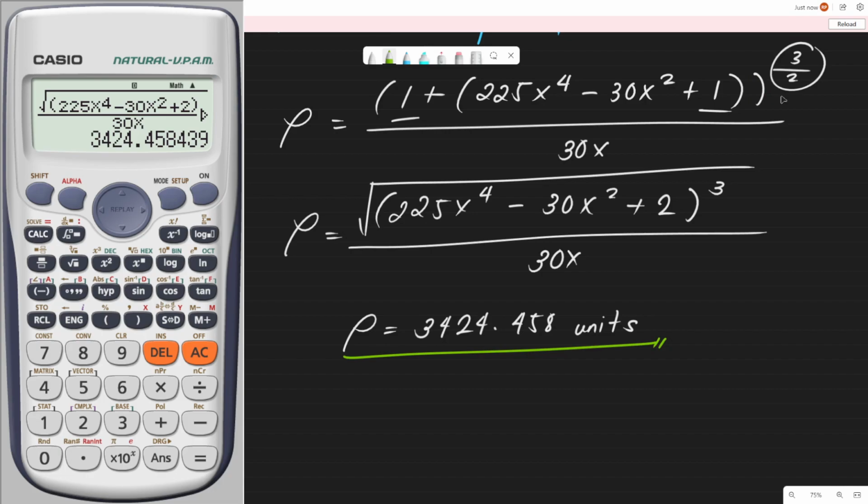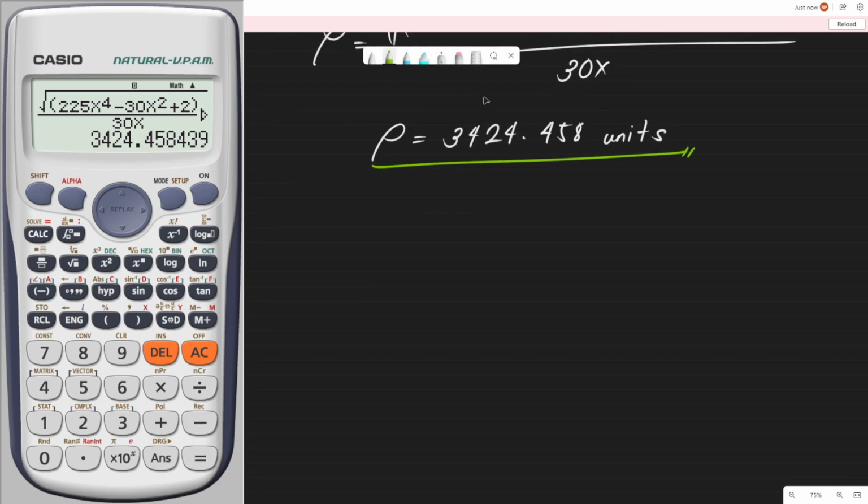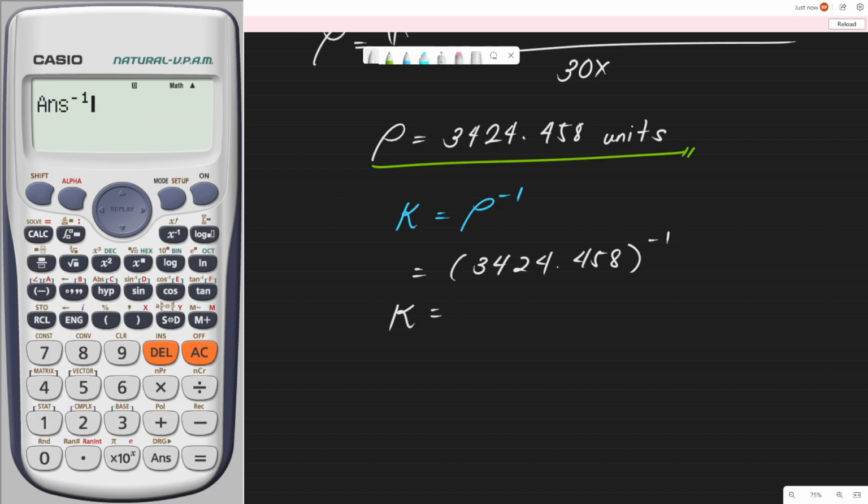Tapos, let's say, no, pinasolve radius of curvature and the curvature itself. So, ang pwede nyong gawin, no, is just simply get the reciprocal of the rho, no? So, alam naman natin that curvature is equivalent to the reciprocal of rho. So, therefore, this is equivalent to 3,424.458 raised to negative 1. Diba? So, therefore, our curvature is equivalent to, anong curvature natin? Just press yung x raised to 1. Ayan. Then, answer equals. So, we have 292.017 micro units.